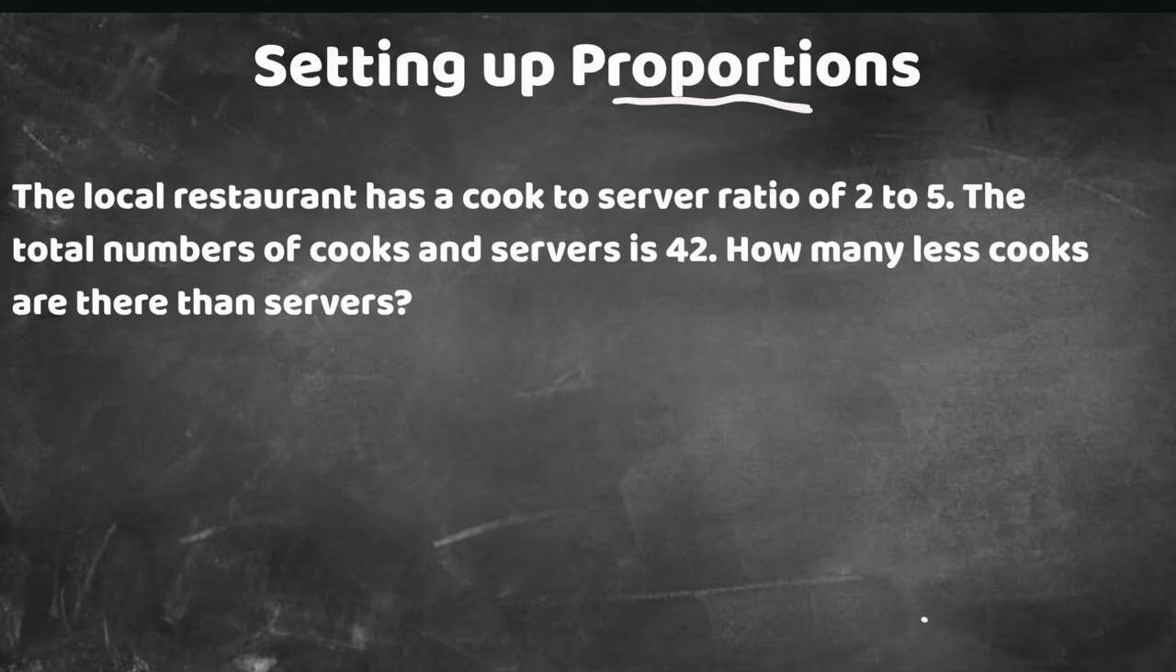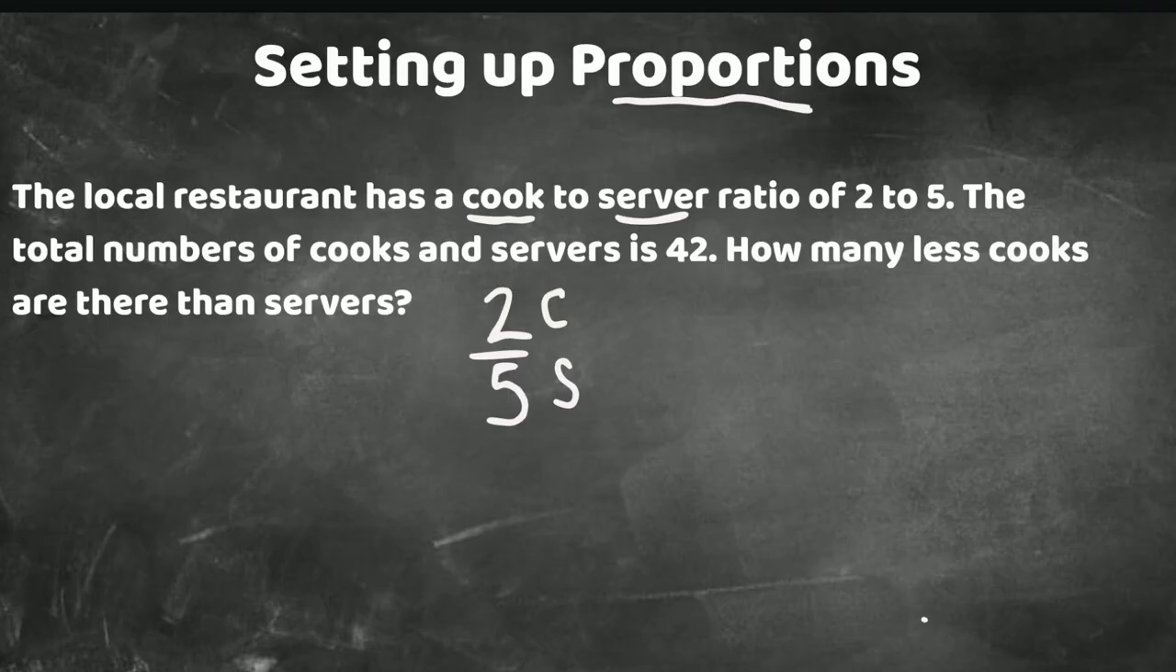Okay, let's begin by setting up some ratios. We're given cook to server, 2 to 5. So we're going to go 2 to 5, and the 2 represents cooks and the S represents servers. A lot of times I like to put an initial so that I can set up the proportion properly. We also could set up these ratios.